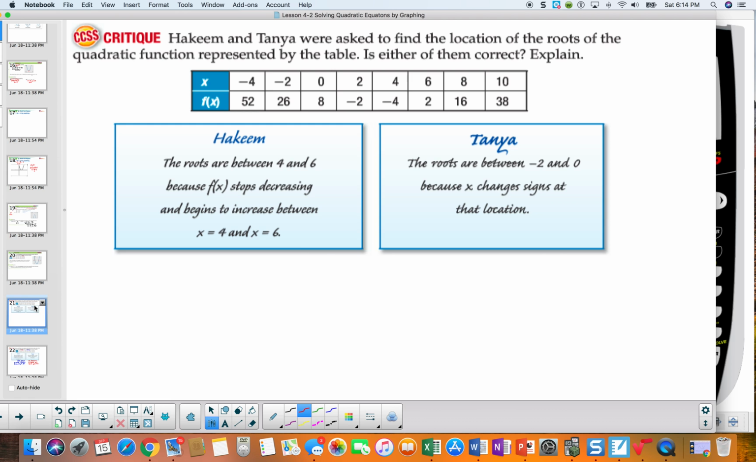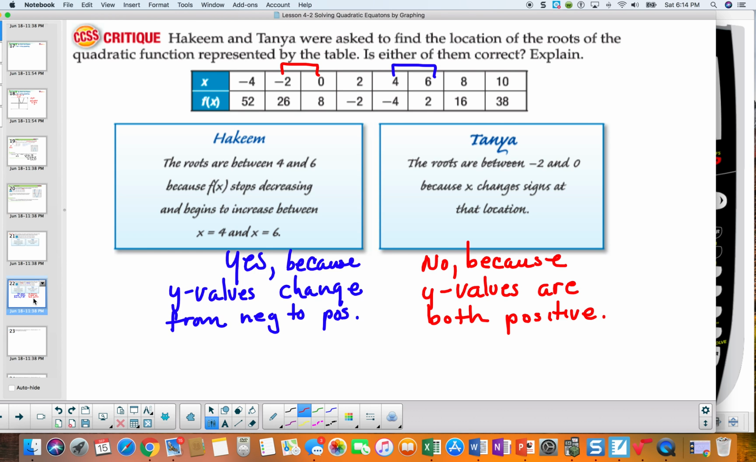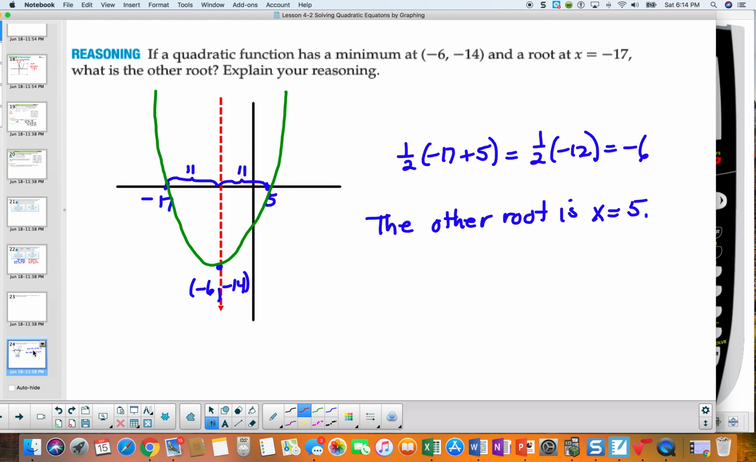All right, pause and see if you can answer this question. And here's the answer. Pause and see if you can answer this question. And here's the answer.